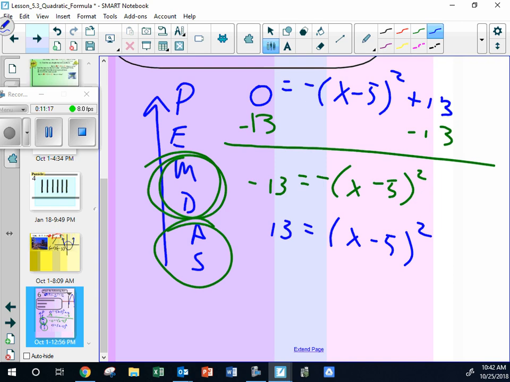Mr. B, what do you do to finish this thing? Square root. And I have the square root of 13, which isn't a very nice number, so I leave it as the square root of 13. And do you remember there's a tricky part here? What do I do here? It's not just x minus 5. There you go.